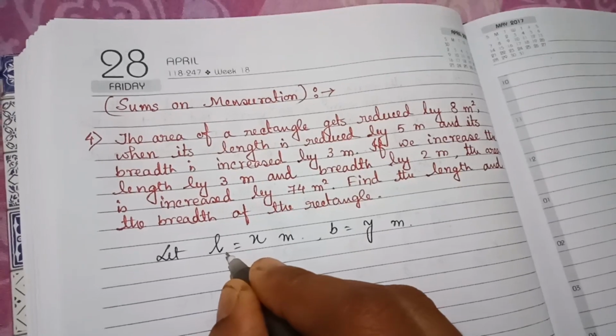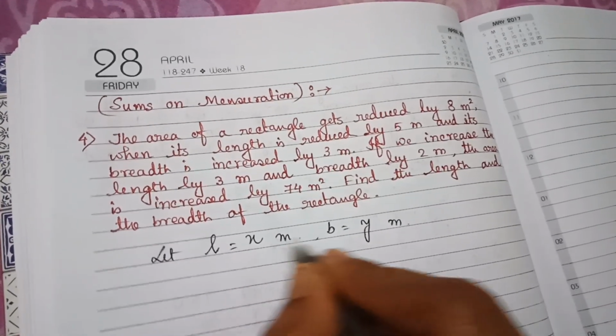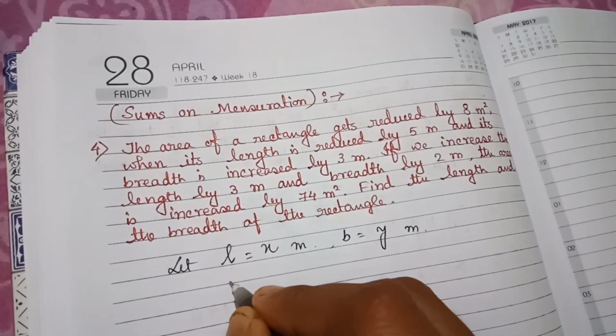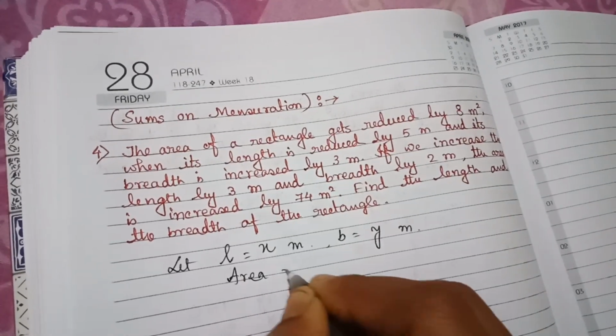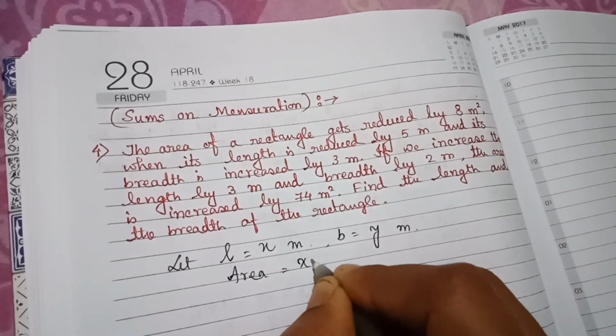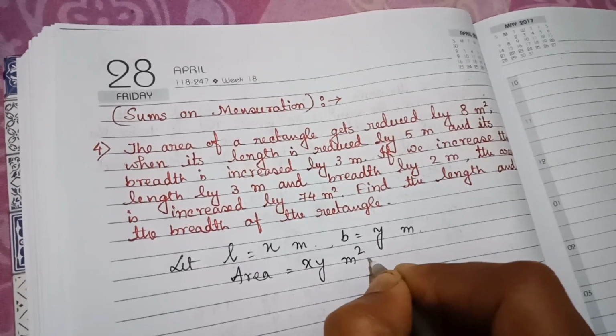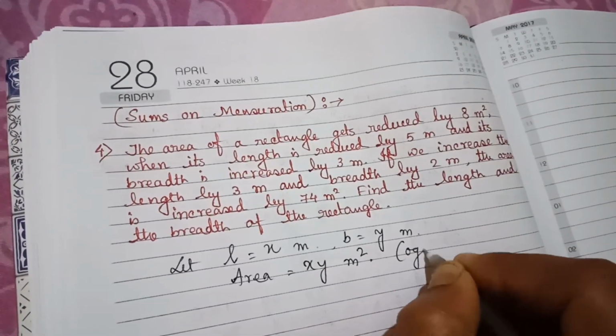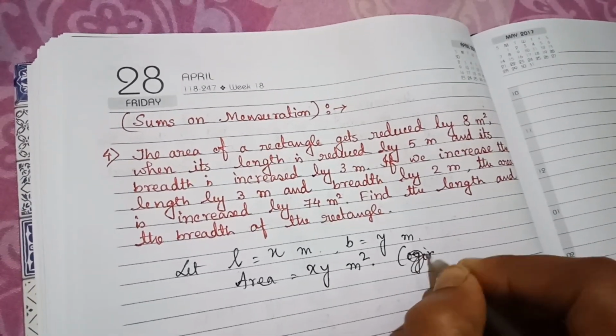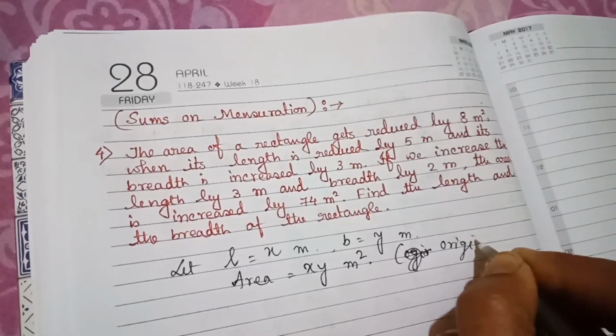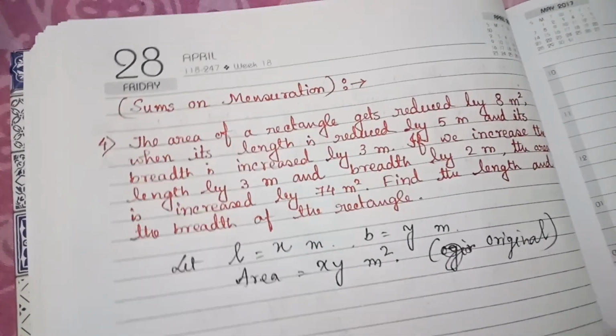Now normally if we are getting length as x and breadth as y, then what will be the area? Area is equal to length into breadth, that means xy meter square. This is the original area.